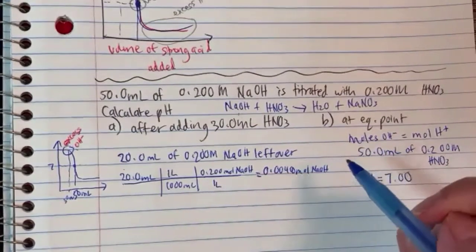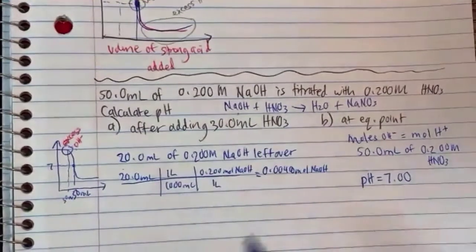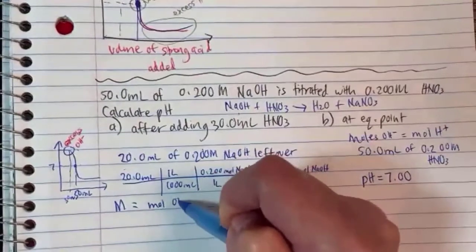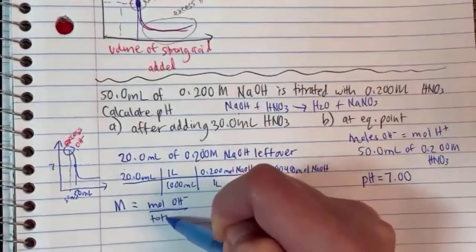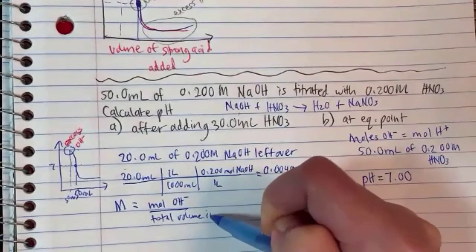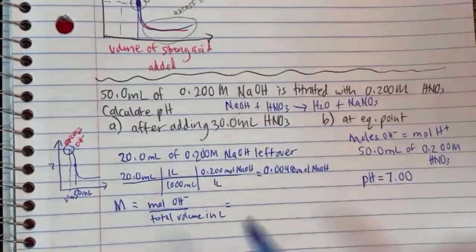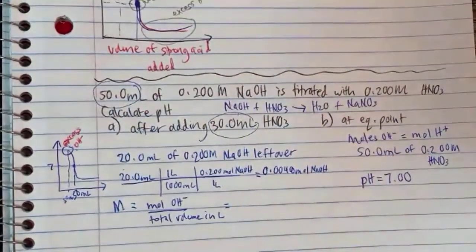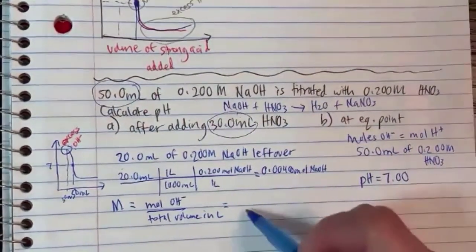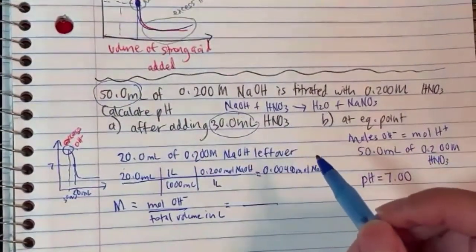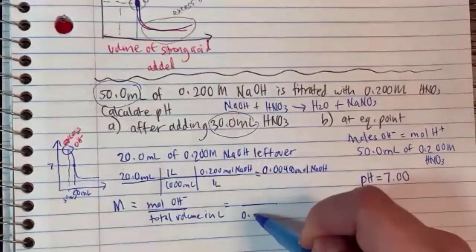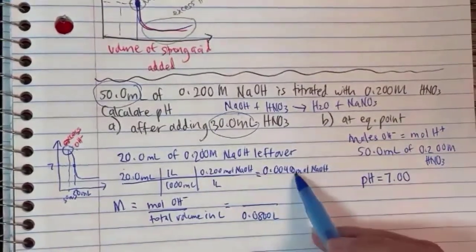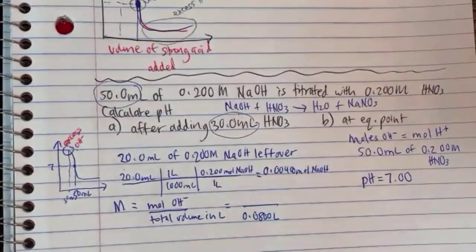What is the molarity of my hydroxide? So to get the molarity, you have to remember molarity of hydroxide is moles of OH divided by total volume in liters. What's my total volume here? You have 50 and then you added 30. Your total volume is 80 mL. Okay, so that goes on the bottom here. So 80 mL, you change it to liters by dividing by 1,000, so 0.0800 liters right here. That's the total volume. My moles of hydroxide is just the same as moles of sodium hydroxide.